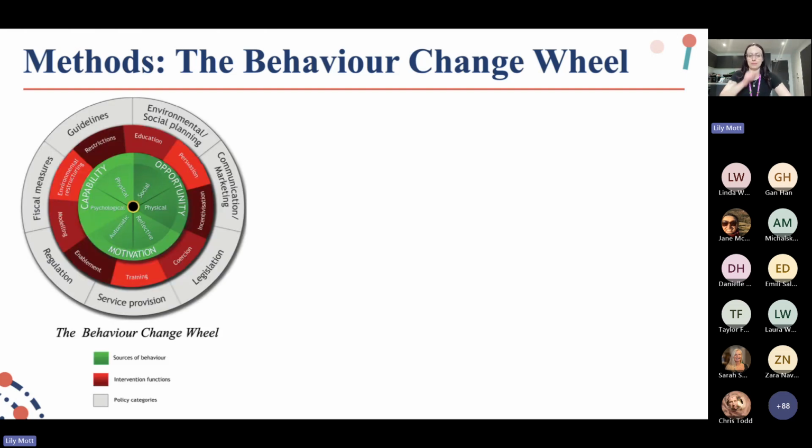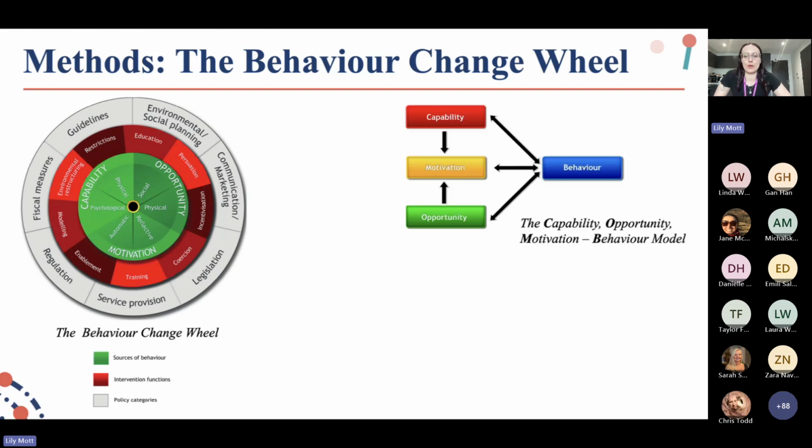But very briefly, the behaviour change wheel is a framework for designing interventions, and at the centre of the behaviour change wheel, which you can see in green, is the COM-B model. The COM-B model argues that in order for a behaviour to take place or to change, someone needs to have the capability to do so, the opportunity to do so, and the motivation to do so. And it's these three factors in combination that result in a behaviour taking place or changing.